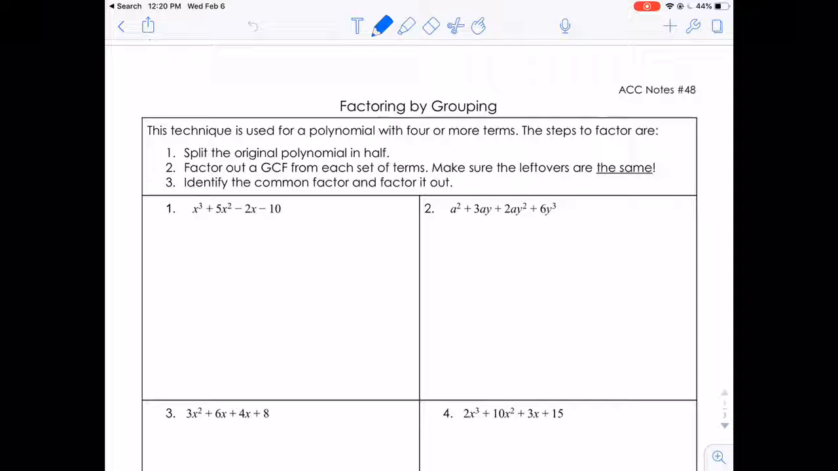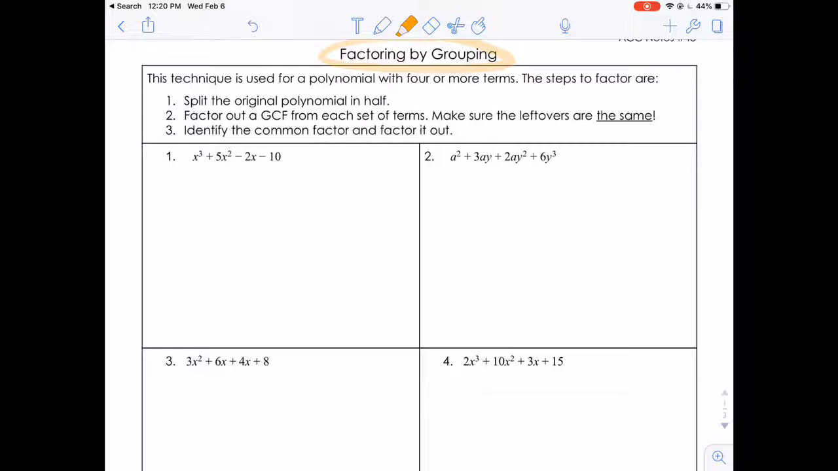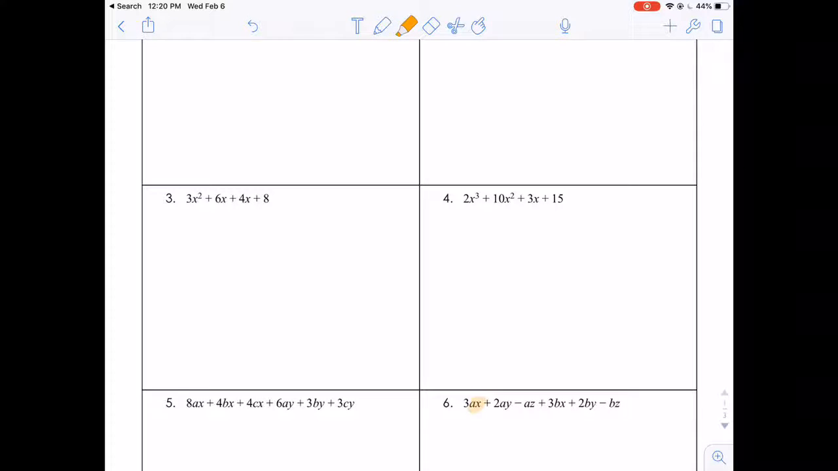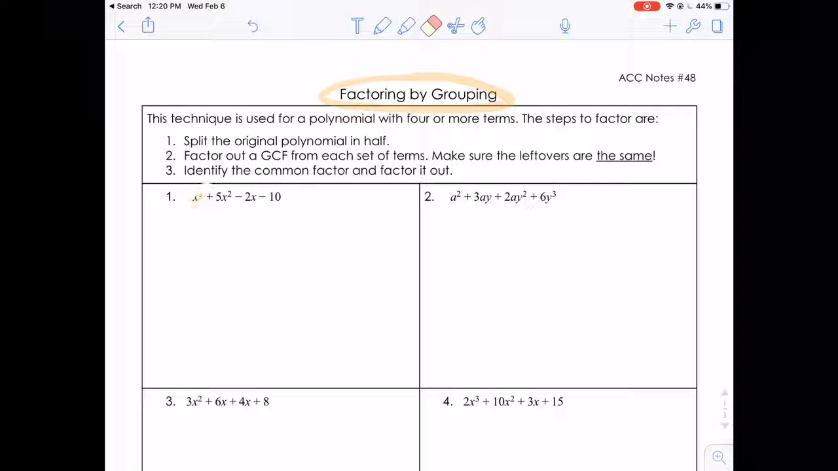Hi guys, this is factoring by grouping. So today we're using a technique that's used for a polynomial that has 4 or more terms. Most of the time we'll see something with x to the third, or maybe some crazy xy when you have a bunch of terms. So it's going to have 4 or more.